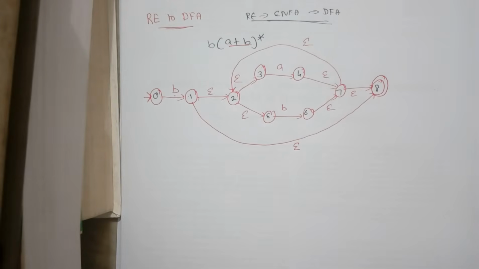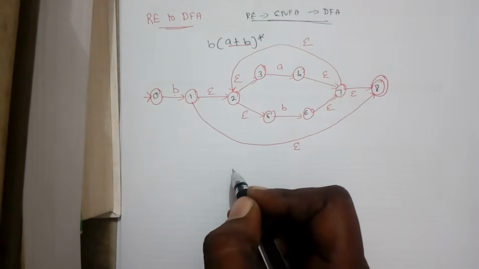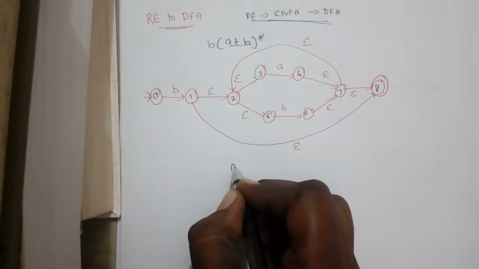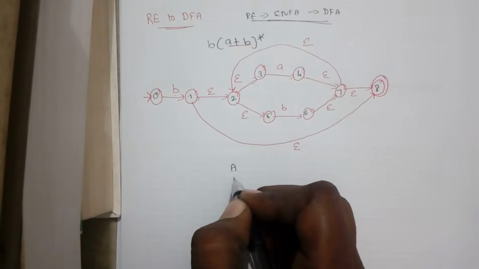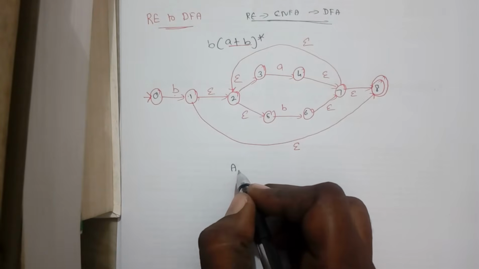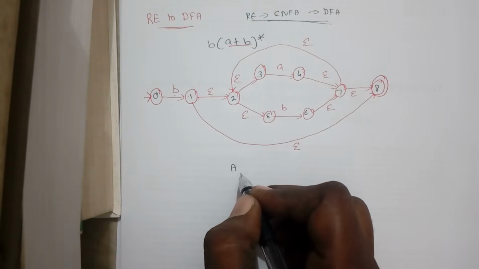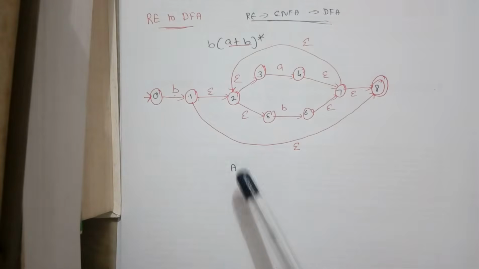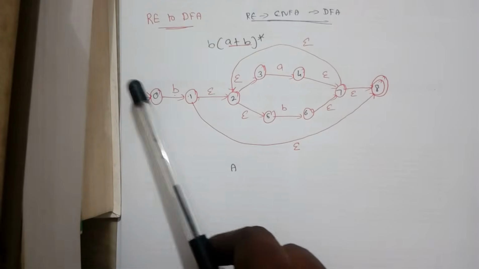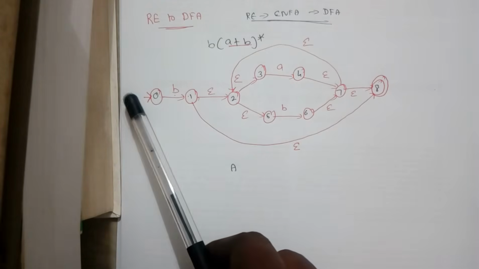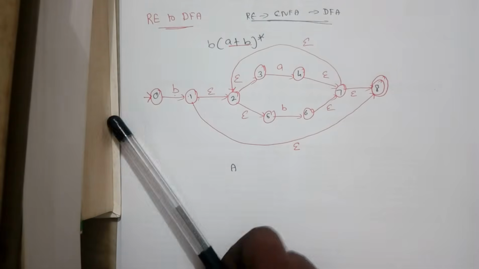Now we want to convert this epsilon NFA to DFA. When you want to convert an epsilon NFA to DFA, we start with the assumption that whenever it is a DFA, we should always have a state in the DFA. A starting state is mandatory, and we are going to assume that this is the starting state of the DFA that we are going to consider, and we want to equate the starting state of the DFA with the starting state of this epsilon NFA.